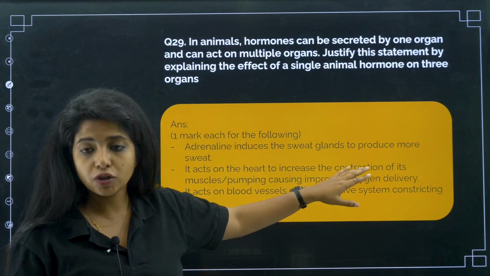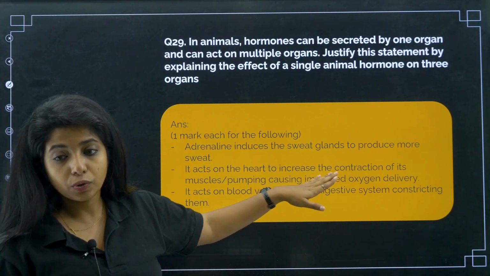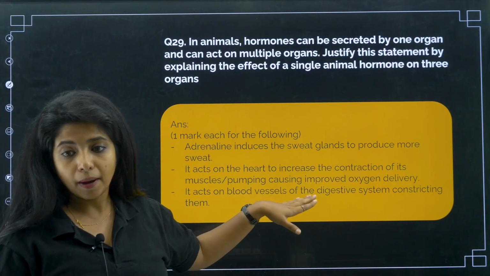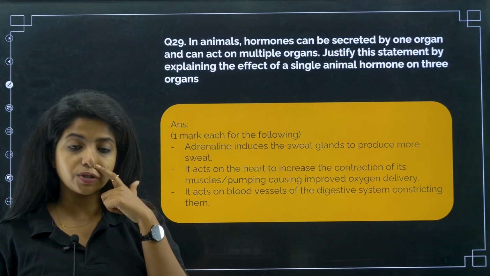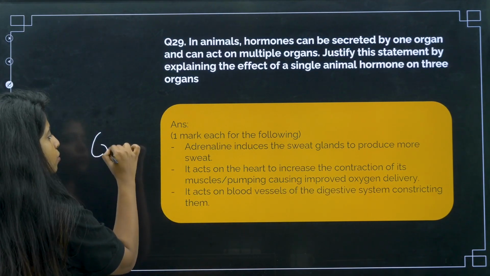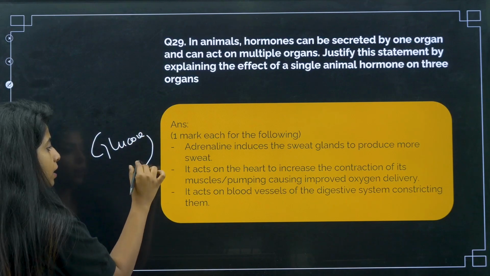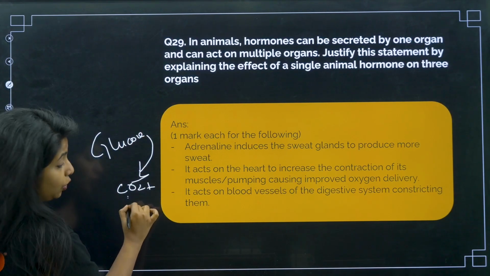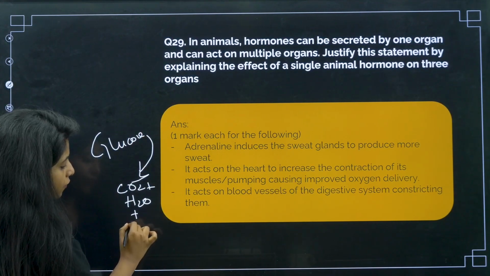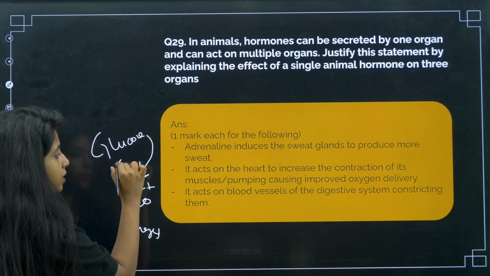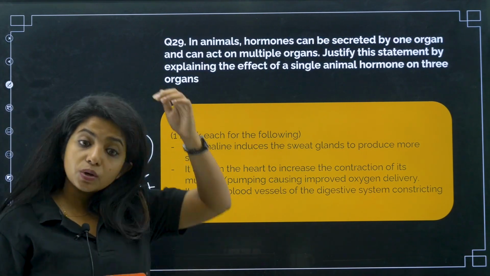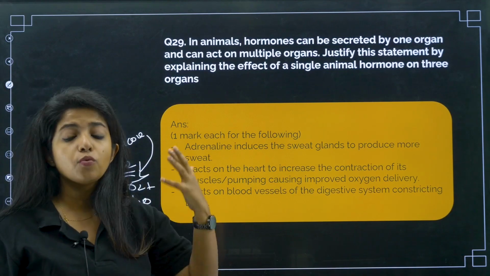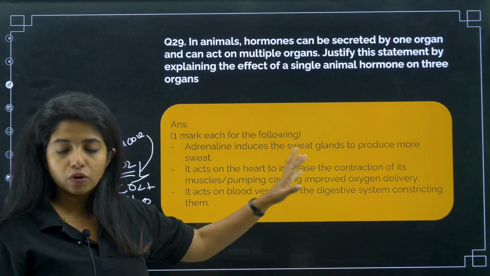Adrenaline induces the sweat glands to produce more sweat. It acts on the heart to increase the contraction of its muscles, pumping, causing improved oxygen delivery. If more oxygen is given, I told you, glucose is broken down to give CO2, to give H2O, to give energy, and this process requires oxygen, my dear children. This is known as respiration, right? So obviously oxygen is required, so your blood needs to pump more and more oxygenated blood. So for that it acts on the heart also.